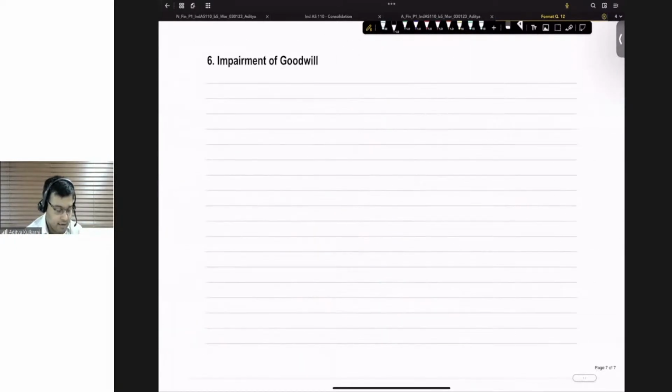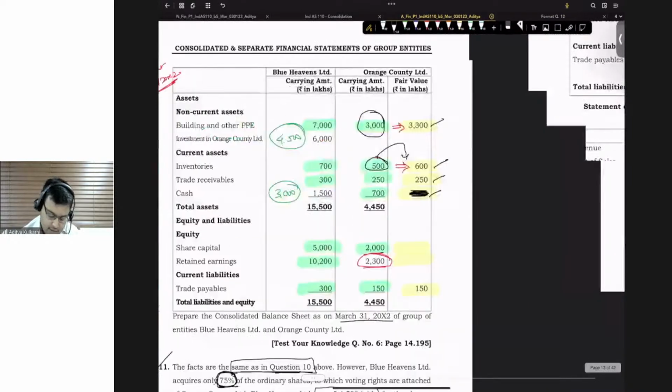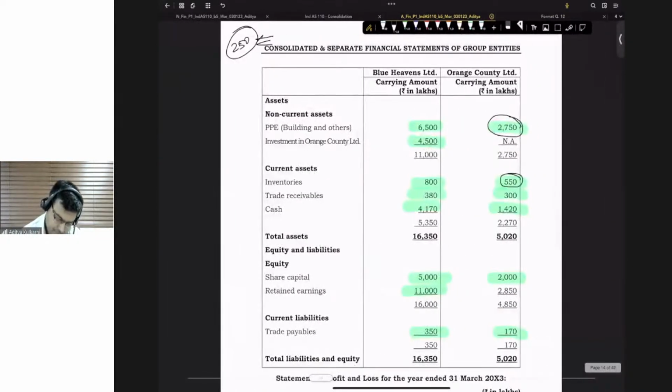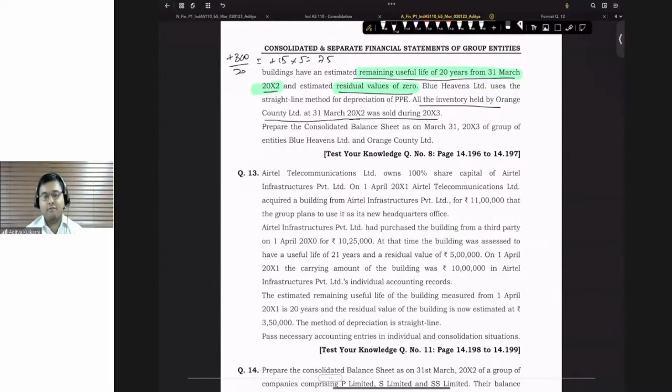Only one item is left. That is impairment of goodwill. Okay, so impairment of goodwill is 98. Acha, this is a management estimate of the goodwill that is impaired, and therefore we will have to give effect to the impairment.